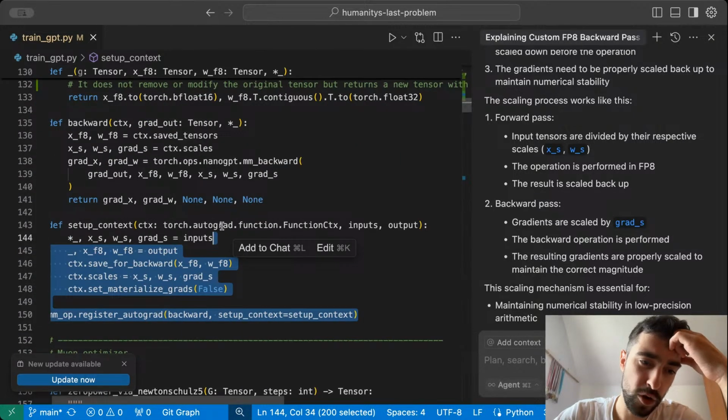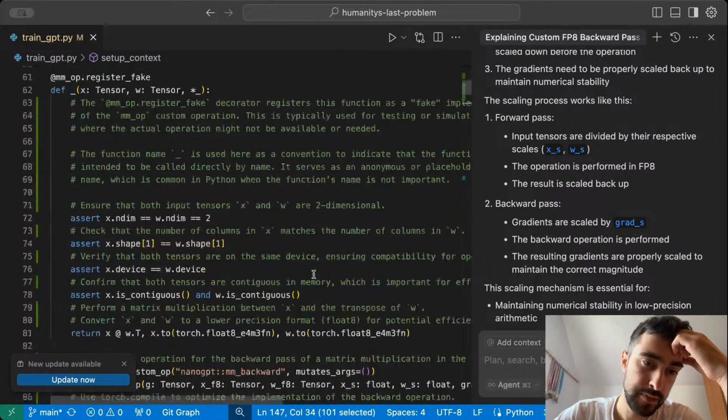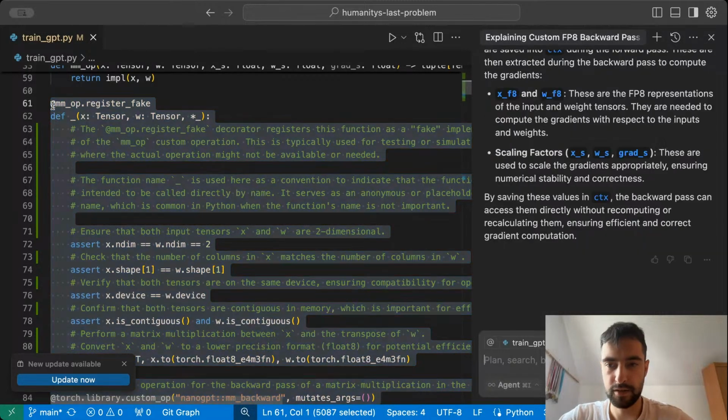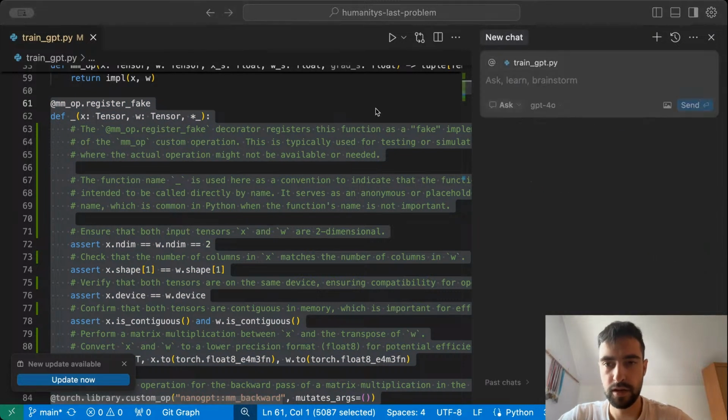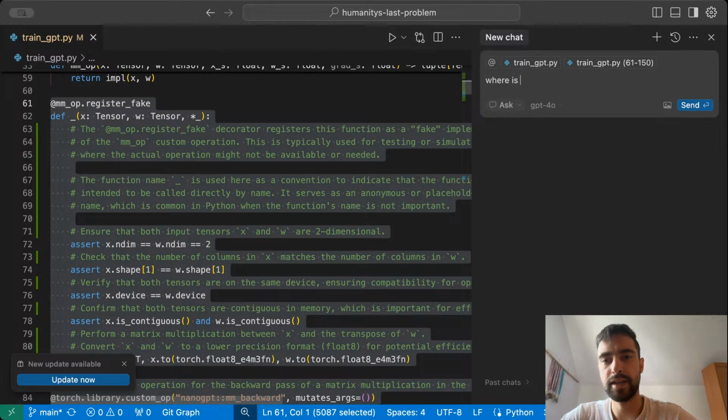Where do we even call backward here? By the way, let me add all of this to a new chat. Okay, so add to chat. Where is dot backward even called here?